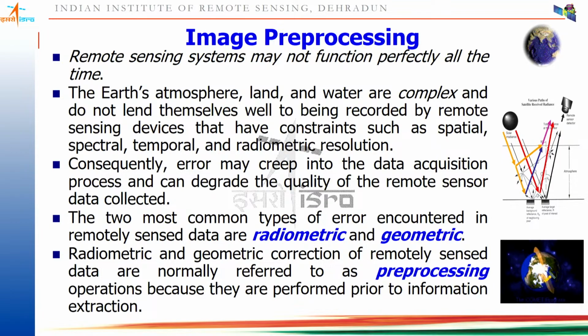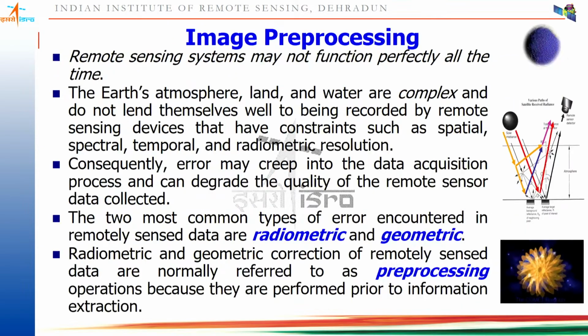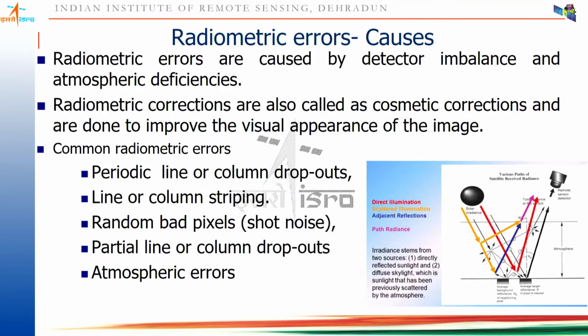and it should be performed, as the name suggests, prior to the information extraction. So image pre-processing is done prior to information extraction. Now I mentioned that the two types of errors encountered in the satellite image are radiometric errors and geometric errors. So what are radiometric errors and what is the cause of the radiometric error in the imagery?